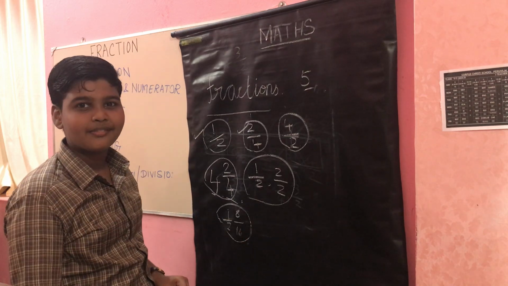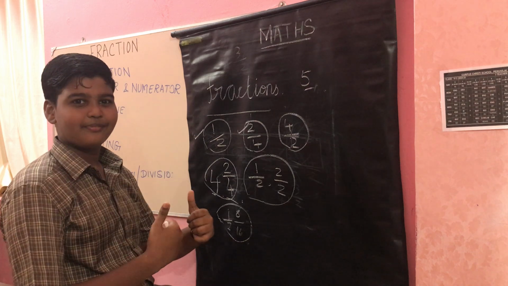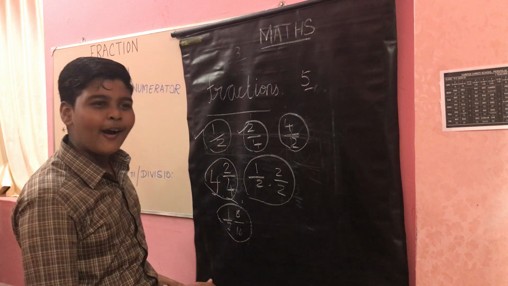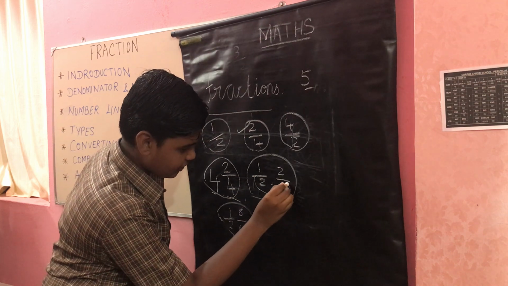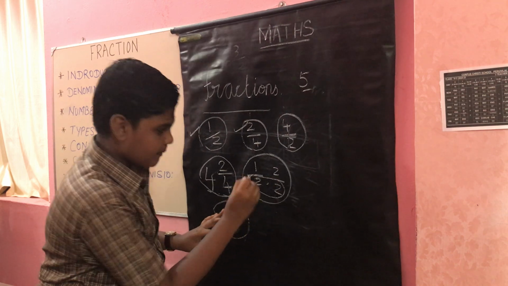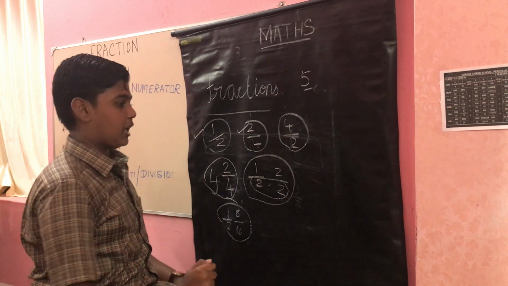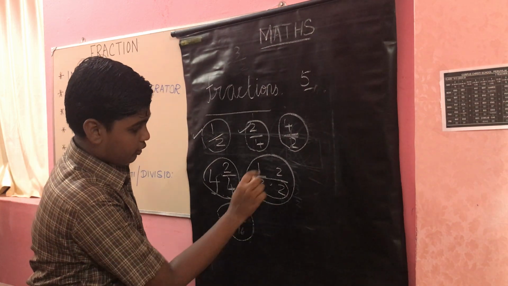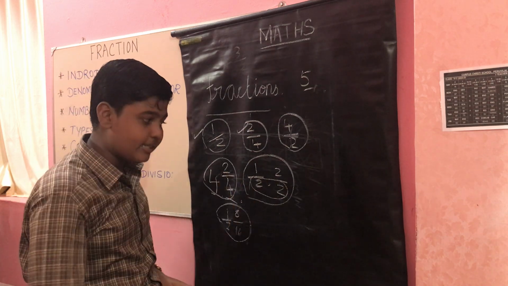What's this? Do you know like fractions? They are like friends. Do you know how they are friends? Look at the denominators. They are same. That's why they are known as like fractions. See that they are 2 by 2, 1 by 2, 2 by 2. Even though the numerators are different, the denominators are same.